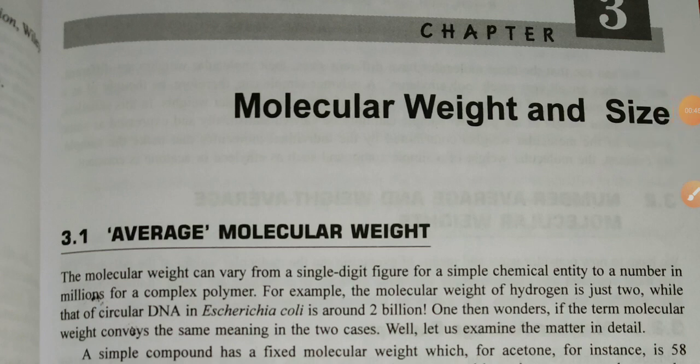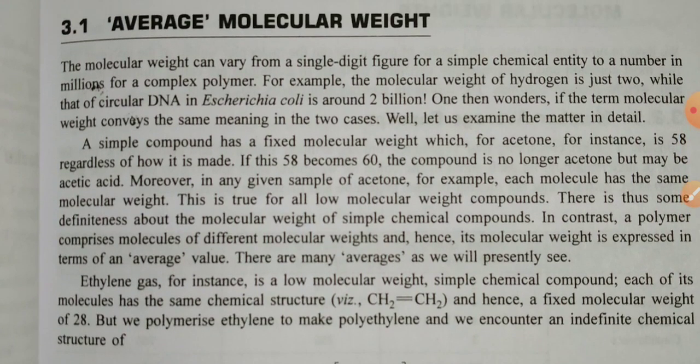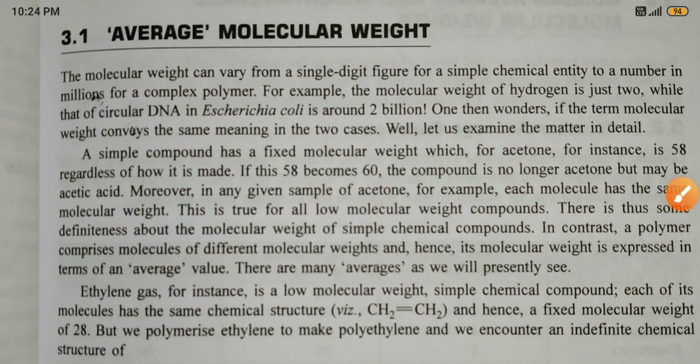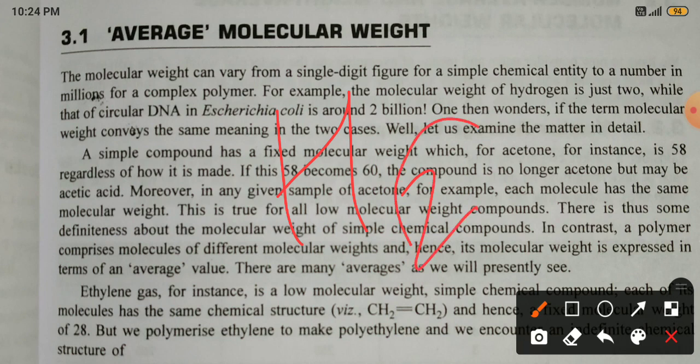The molecular weight can vary from a single digit figure for a single chemical entity to a number in the millions for a complex polymer. Okay, this is the average molecular weight definition. For example, the molecular weight of hydrogen, H2, is just 2.